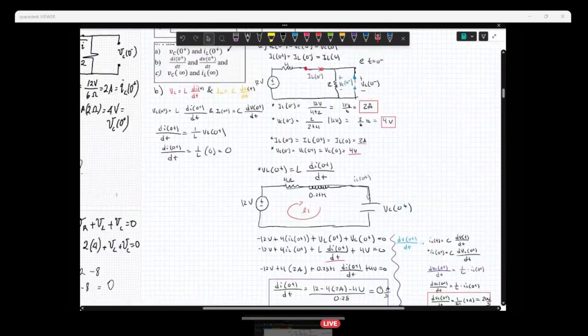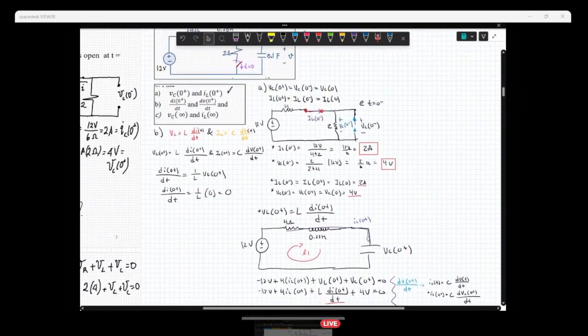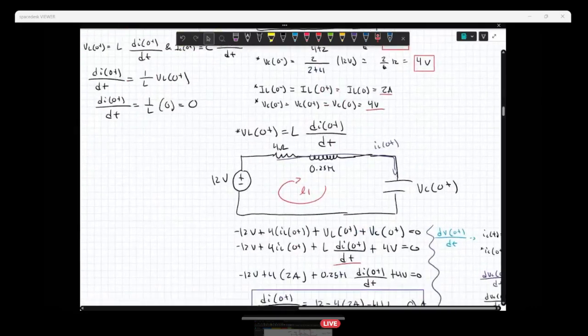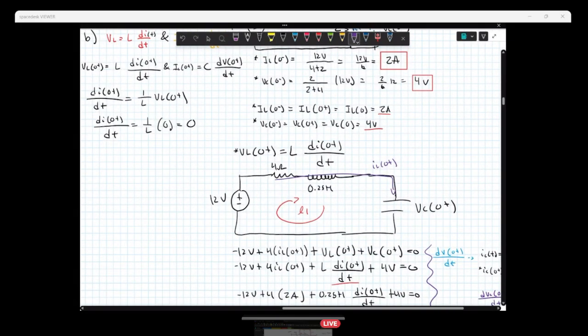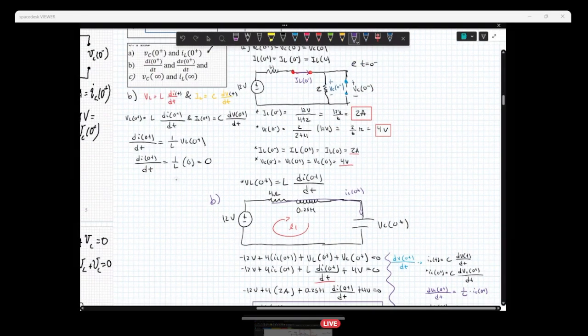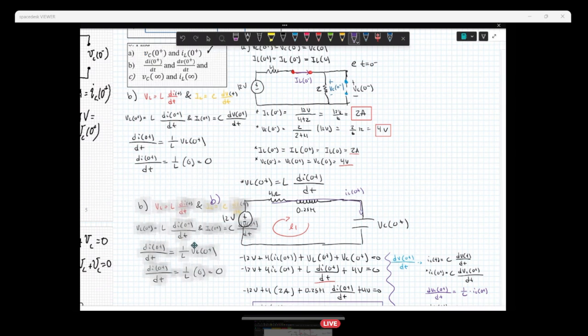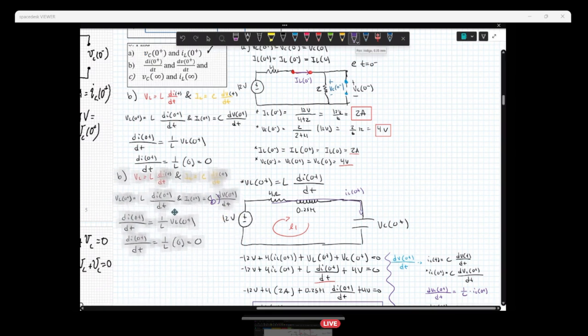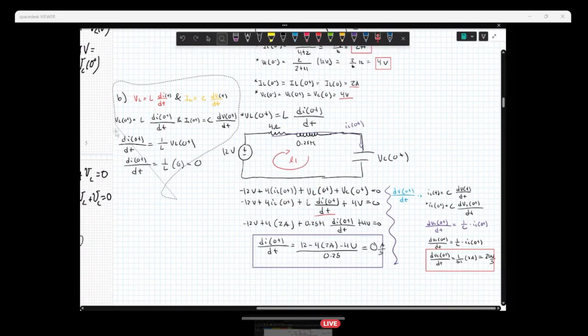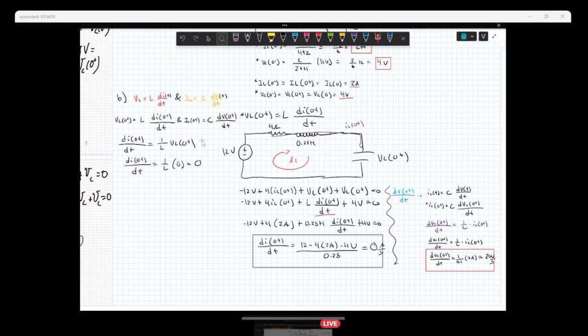That's part B. I think part C asks for infinity. So we're just looking at the state of the circuit at infinity. So I'm gonna erase this. I'm gonna organize my work. B. Actually, wait. How do I organize this? Whatever.